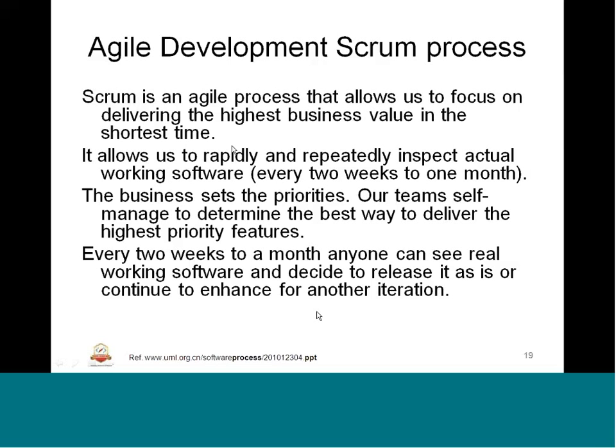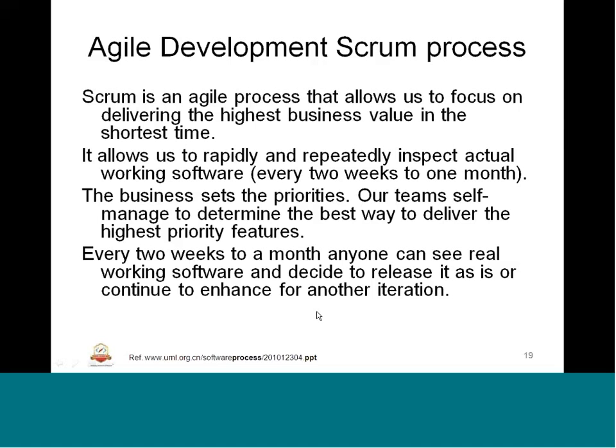It allows us to rapidly and repeatedly inspect actual working software, every 2 weeks to 1 month, as this frequency is decided. During that frequency, the working software will be repeatedly inspected. The business sets the priorities. Our teams self-manage to determine the best way to deliver the highest priority features. That means we have a prototype that has to be delivered to the customer, and based on customer approval, we are going to have the production. Basically, they use this agile development Scrum process in the production environment.